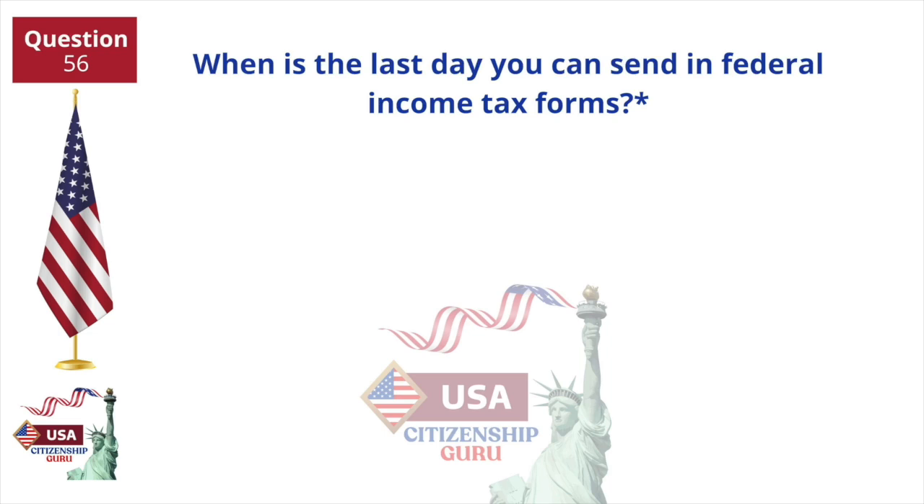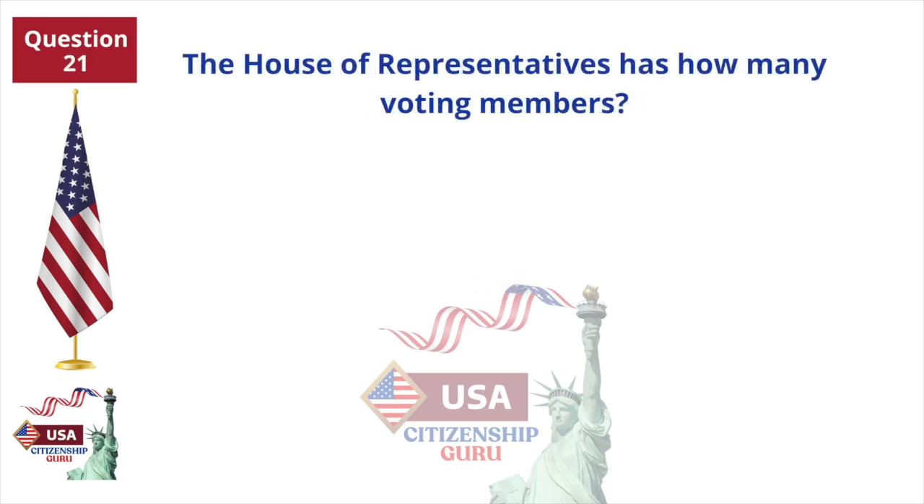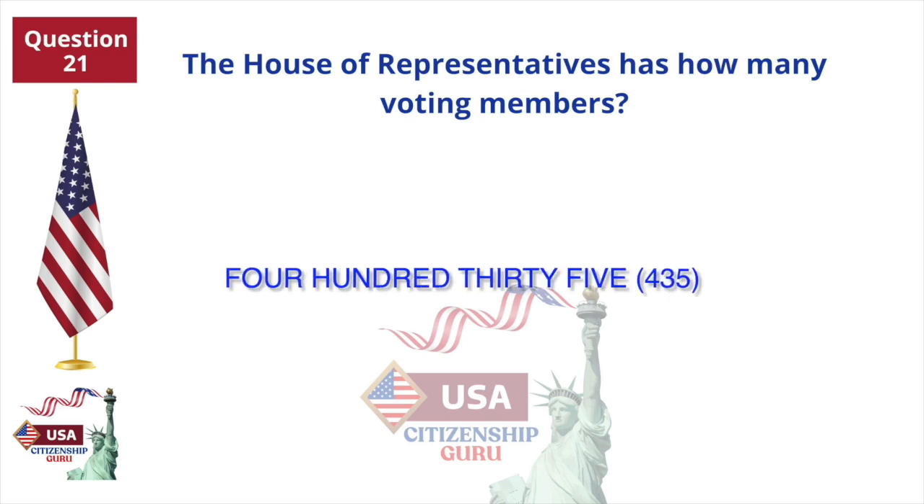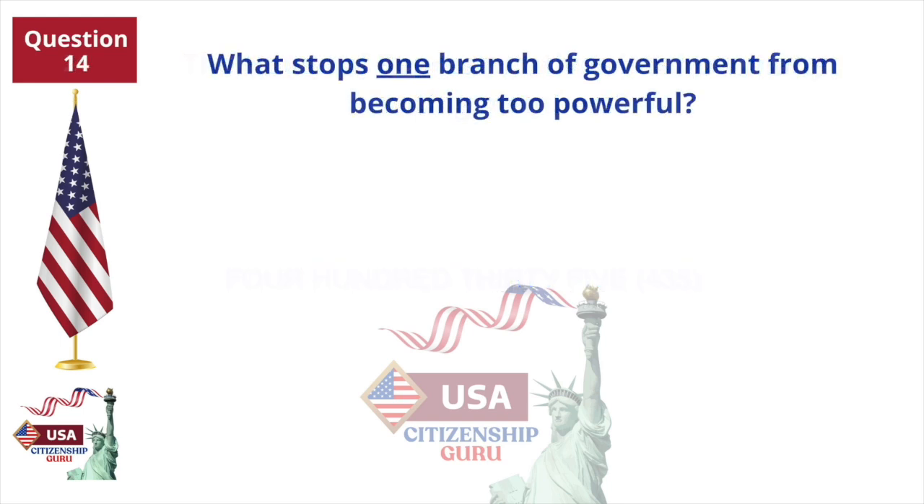When is the last day you can send in federal income tax forms? April 15. The House of Representatives has how many voting members? 435. What stops one branch of government from becoming too powerful? Checks and balances.